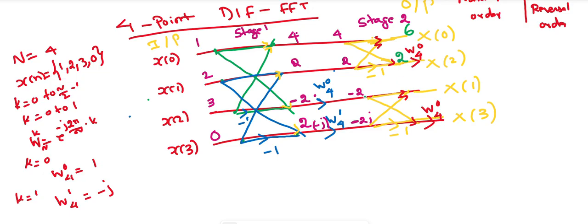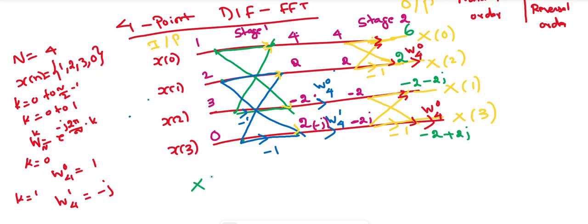2, minus 2j. This term will be minus 2, into 1, minus 2. This is minus 2, I'll leave it here, minus 2, minus of minus, plus 2j, okay.